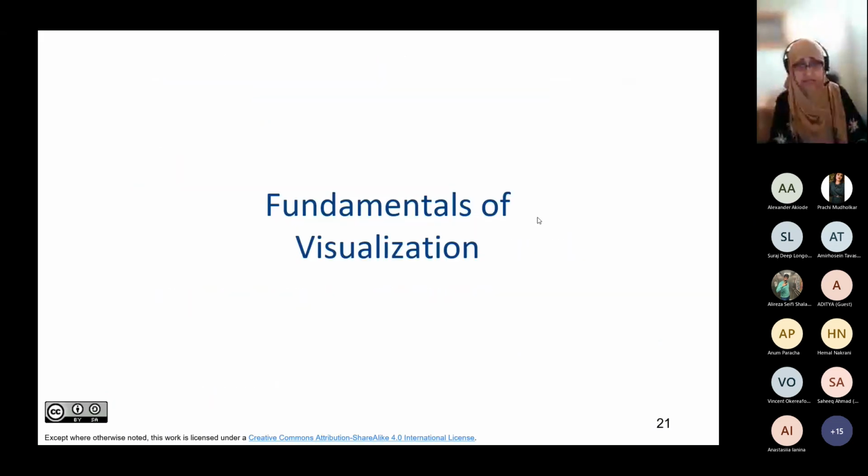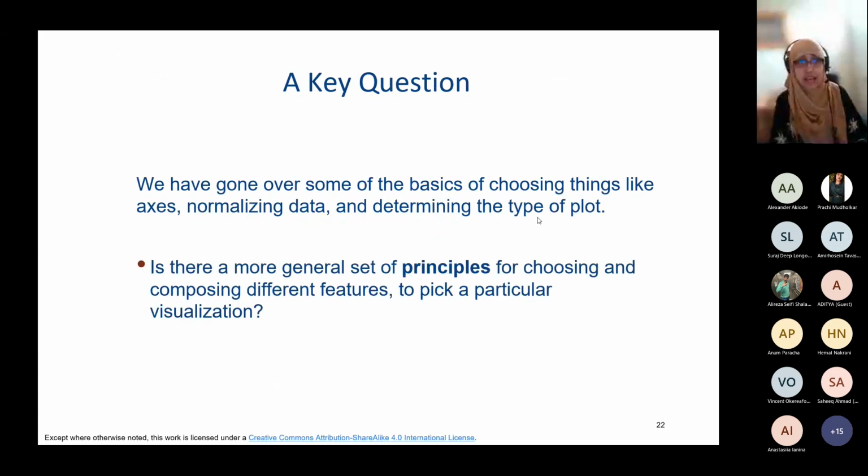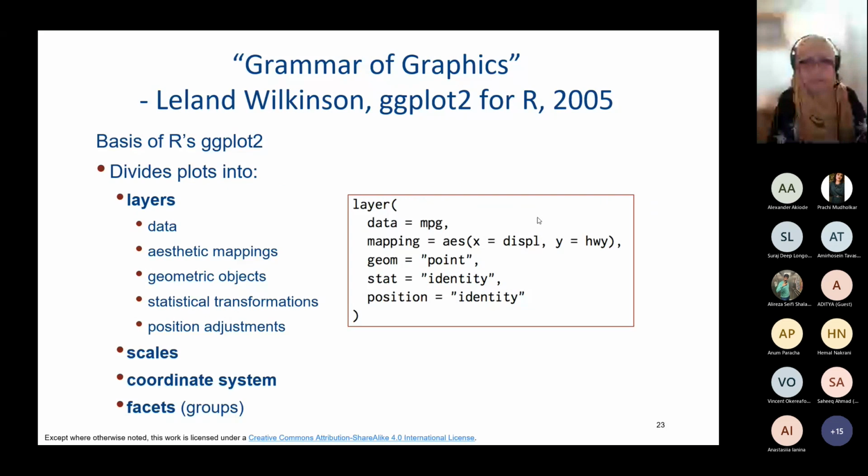But the fundamentals of visualization: a key question is, we've gone over some of the basics of choosing different factors of visualization, looking at the appropriate axis, looking at whether we need to normalize our data, and determining the type of plot required for the type of data that we have. But is there a more general set of principles for choosing and composing different features to pick a particular visualization?